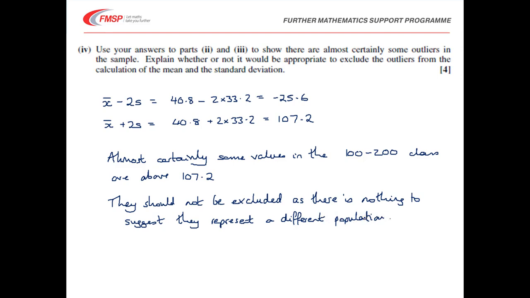So in general, outliers are things that you need to take a second look at rather than just say, oh no, it's an outlier, so we're going to ignore it. It's worth taking a second look at to make sure it's not a mistake or a rogue value, but if you've got no evidence to suggest that it is, then they should be included.